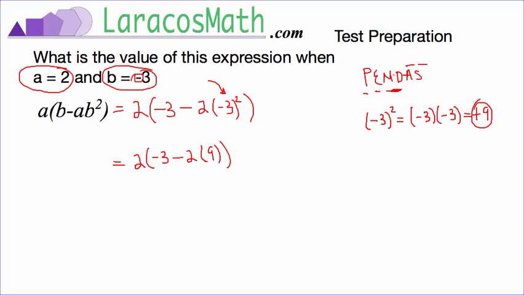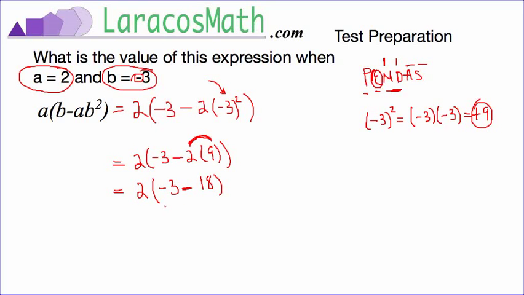Now I'm going to do multiplication and division because I already did exponents. This is this number 2. My parenthesis stays -3 and I'm going to make this number. This is -2 times 9. This is -18. And then I close it.